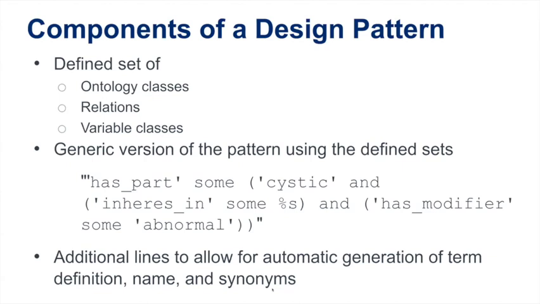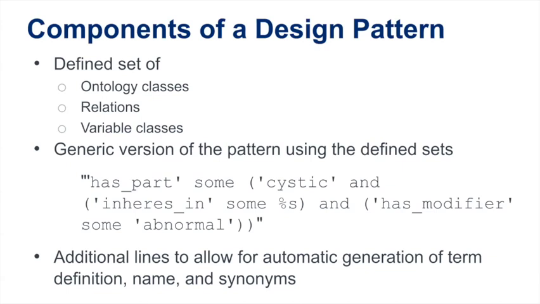We also have additional code in the YAML file that allows for the automatic generation of the term name. So we can have a defined term like cystic anatomical entity. We can also specify the synonyms, and they could be exact, broad, narrow, etc., just like usual.